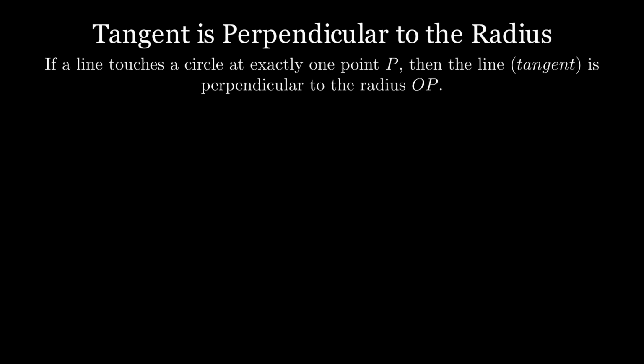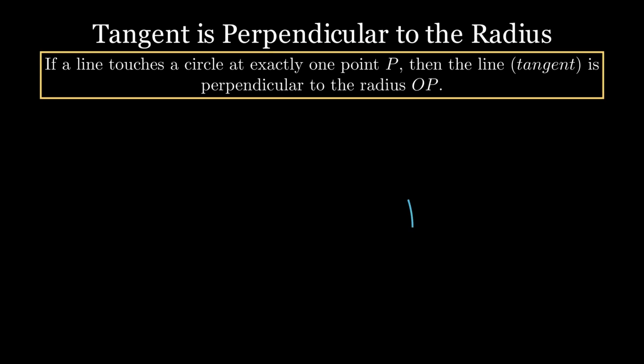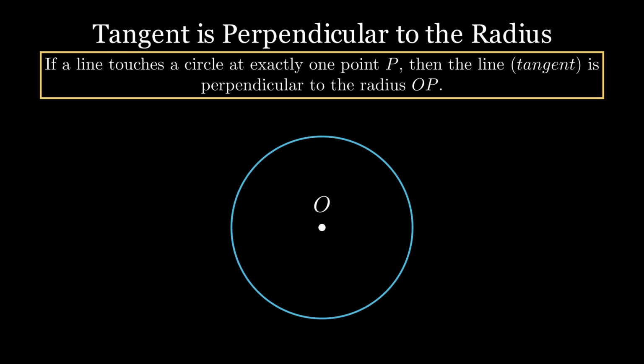If a line touches a circle at exactly one point P, then the line is perpendicular to the radius OP. Let's draw a circle. O is the center of the circle. P is a point on the circle. Now we draw a radius named OP.